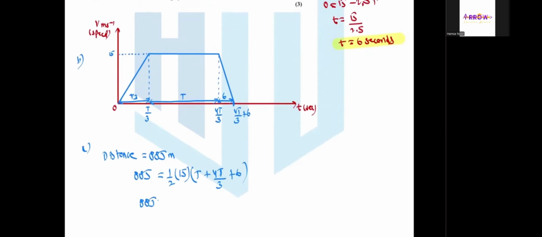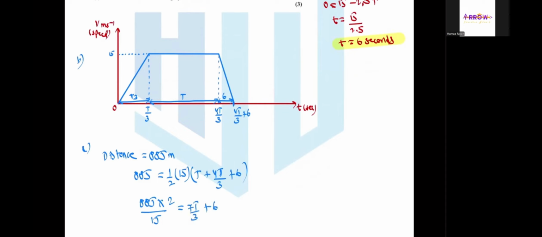So 885 multiplied by 2 divided by 15. This will be equal to what? t plus 40 over 3 is how much? 1 plus 4 over 3. This is supposed to be 7 over 3. So 7t over 3 plus 6.